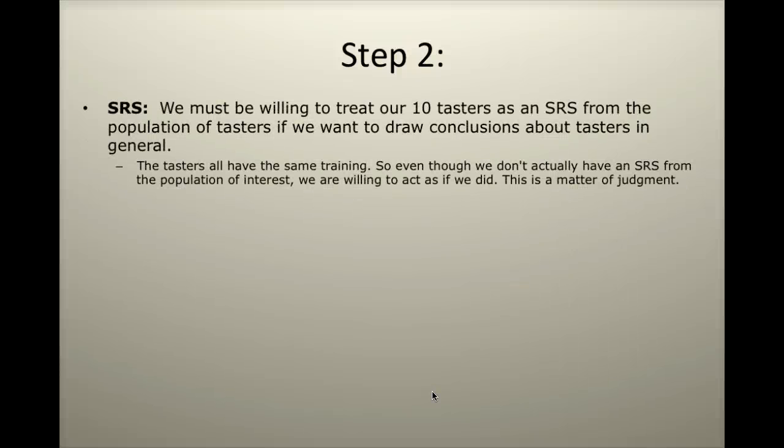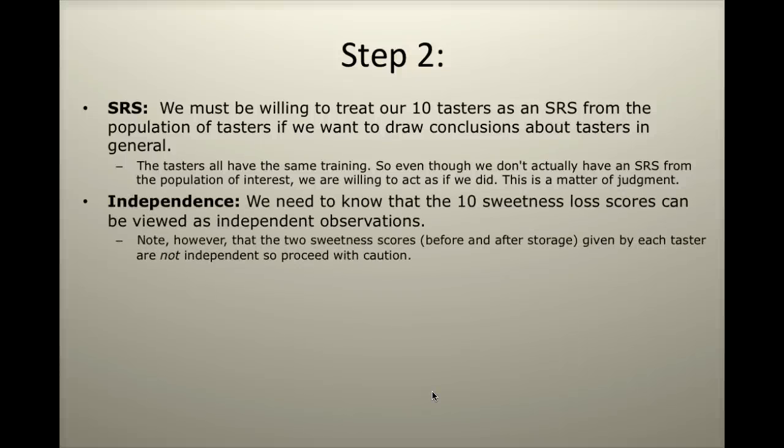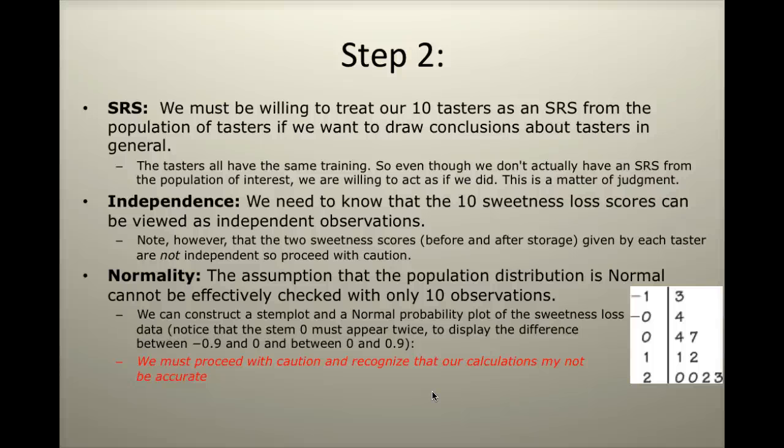For my conditions, we'll be willing to treat our 10 tasters as an SRS from the population. Now notice we don't know for sure that they are an SRS. Independence, we need to know that the 10 taste sweetness loss scores can be viewed as independent observations. Note, however, these two scores are scored by the same individual, therefore they are not independent, so we must proceed with caution. And lastly, normality.